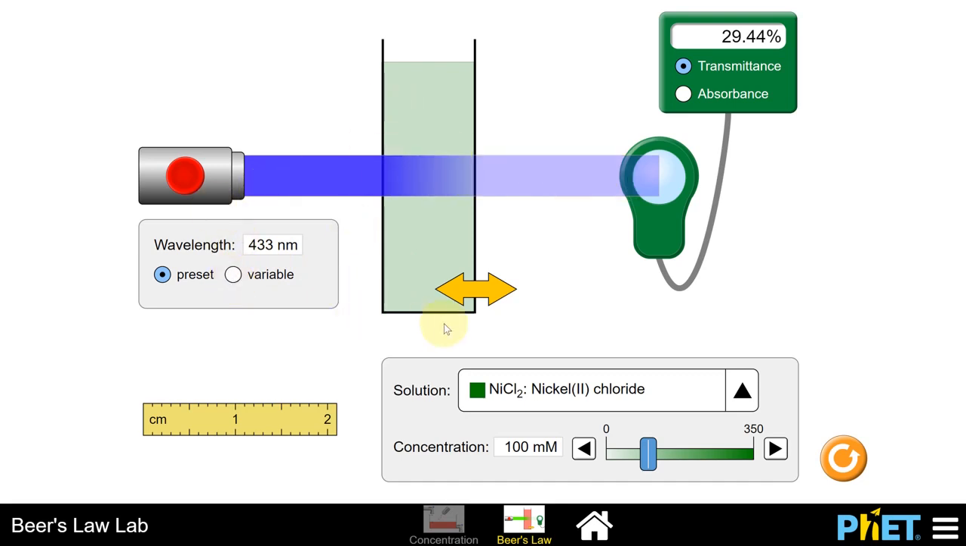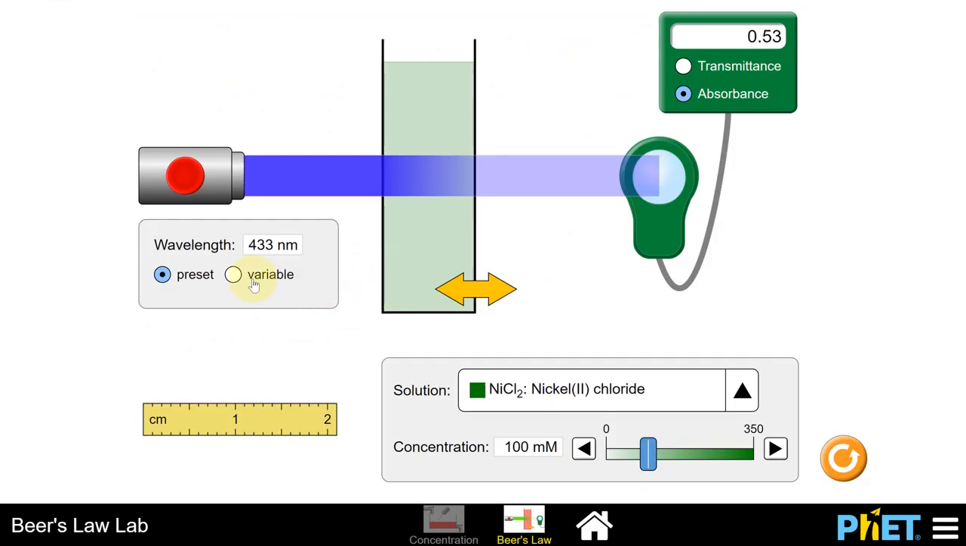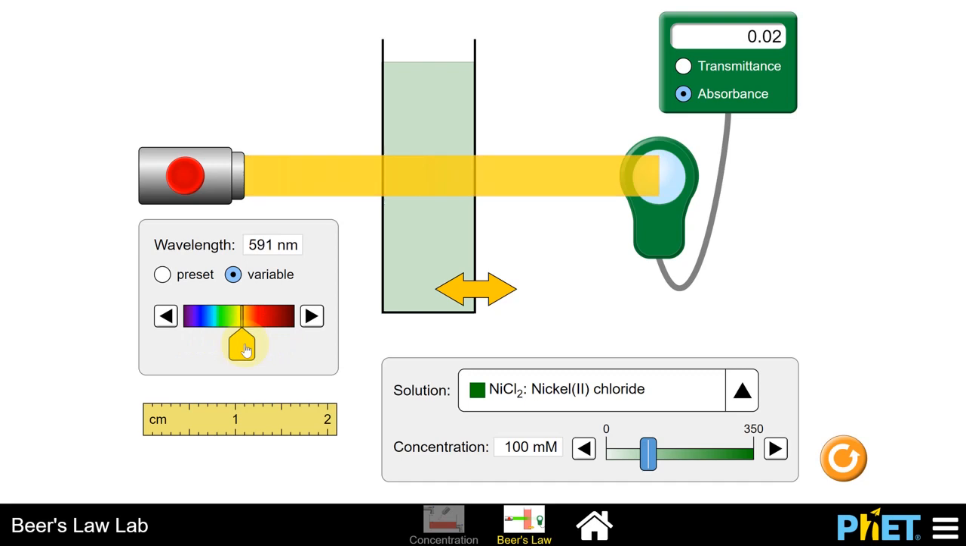Now, we're going to choose a color to shine through this green tube you see here in the middle, which is our cuvette. And we want to measure absorbance. So up here in the top right corner of your screen, let's make sure we choose absorbance. Now, remember the instruction that we're following here is set your light source to a wavelength with the color that you chose above. And that was red. So we want to choose a red wavelength. And if you're not sure what that is, go here to variable. Let's put it on variable. And then you can pull this slider across any colors that you want. You'll notice that the beam of light coming out of the light source on the left changes along with your slider. And we want to choose apparently a red color.